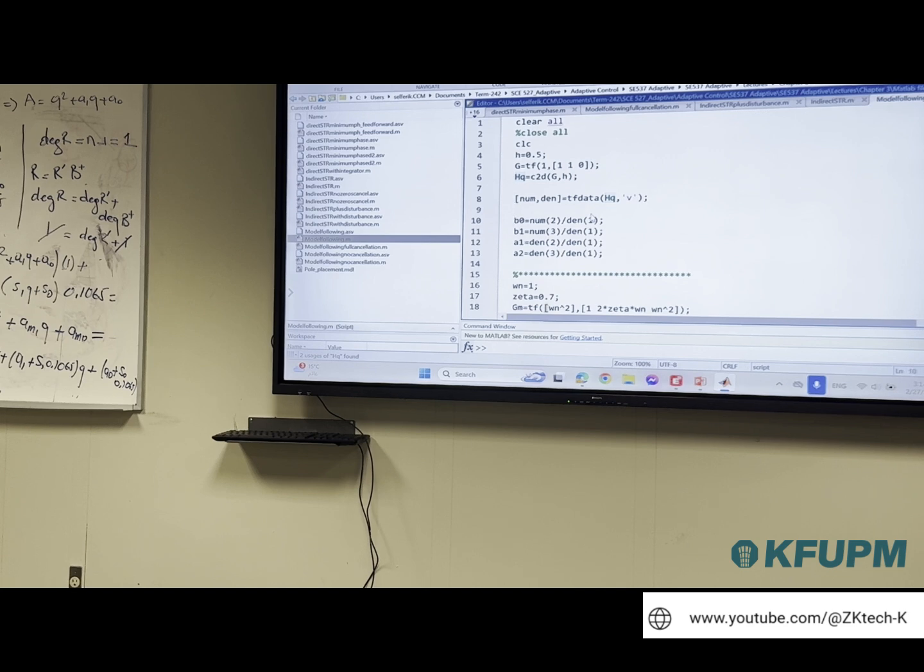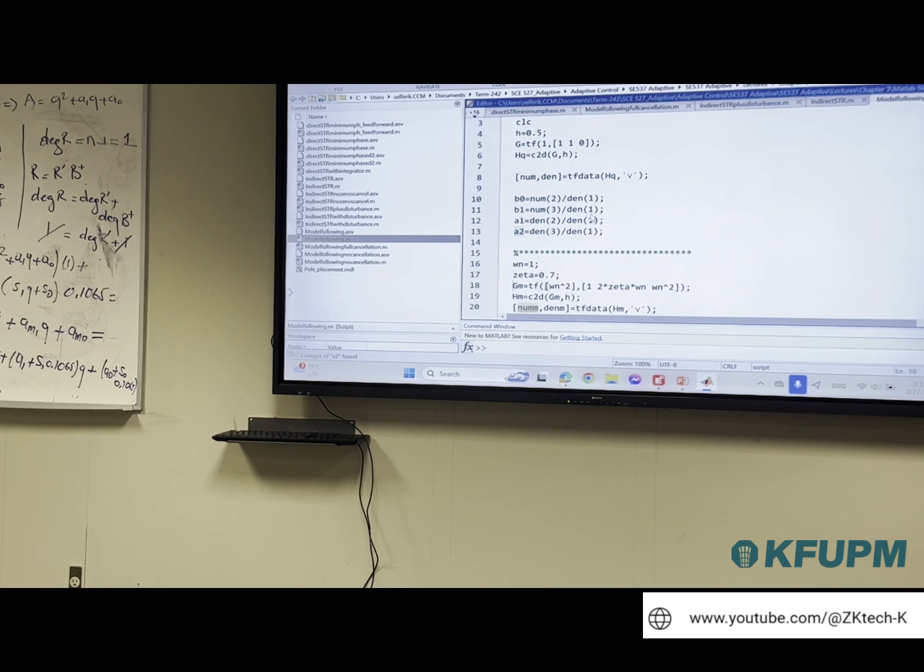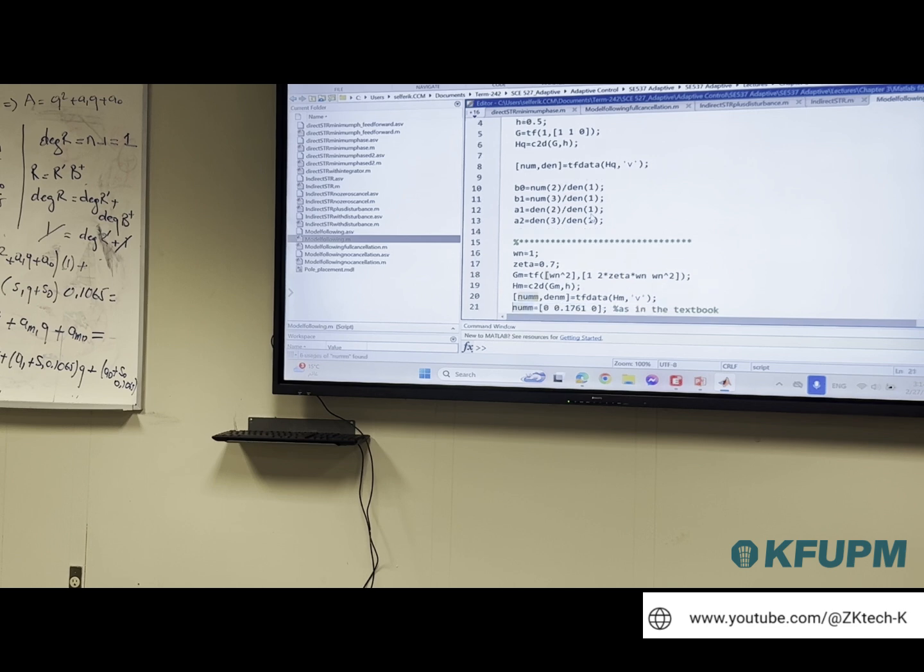Then I identified all my parameters. What is B0, what is B1, what is A1, what is A2, right? So B0 times q plus B1 on the top. In the bottom you have q squared plus A1 q plus A2. Then I took my specifications, omega n equal to 1, zeta equal to 0.7. I created my transfer function, which is omega n squared over s squared plus 2 zeta omega n s plus omega n squared. I converted to discrete and extracted the numerator and denominator.